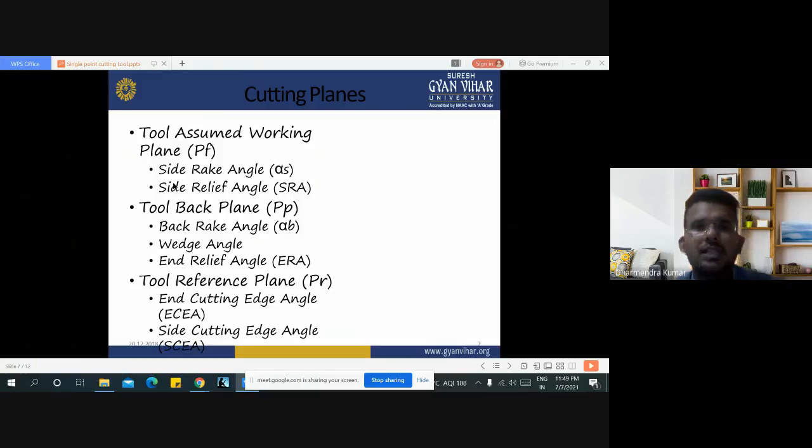These are the planes: side rake angle and side relief angle. On the back plane, three angles are associated: back rake angle, wedge angle, and end relief angle. On the surface of the tool reference plane, the end cutting edge and side cutting edge are associated.